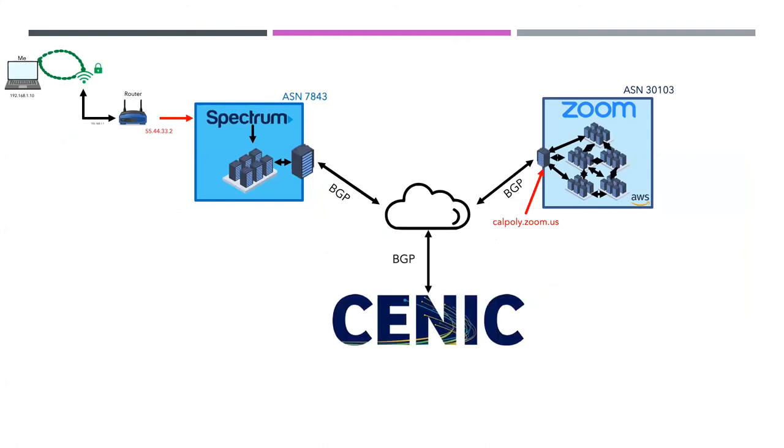Well, next we go to CENIC. CENIC is unique. CENIC is the organization that pretty much connects all of the California research institutions and colleges together so they can have very fast intercommunication between each other. And then from there, that's connected to other autonomous systems. In this case, CENIC has a direct line of access to Zoom, presumably, and also to Spectrum, even to AWS, so that would be even faster.